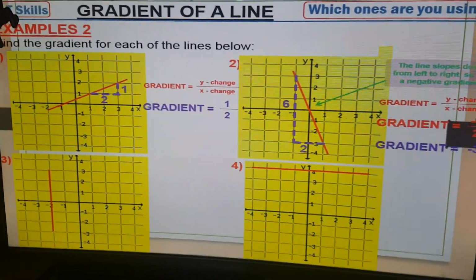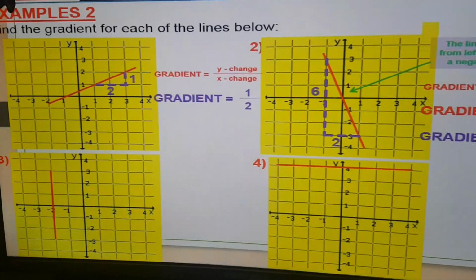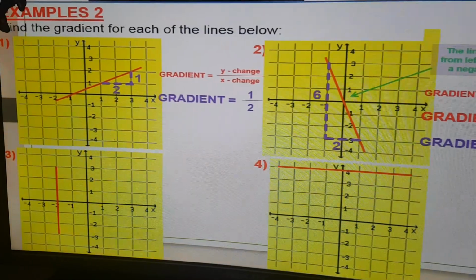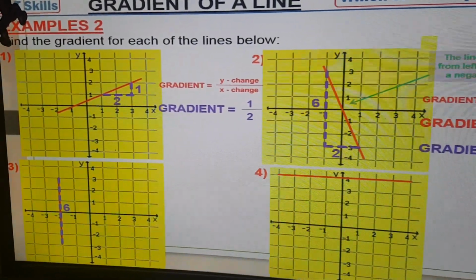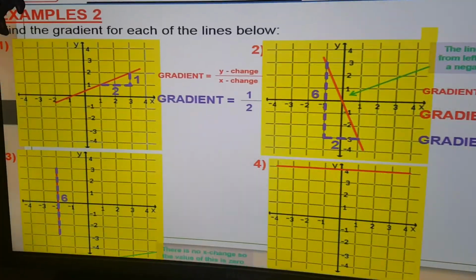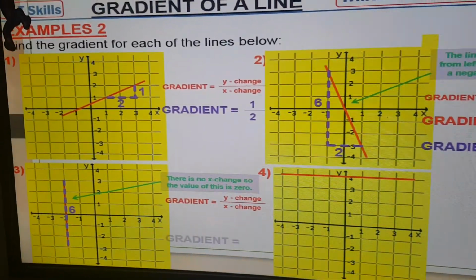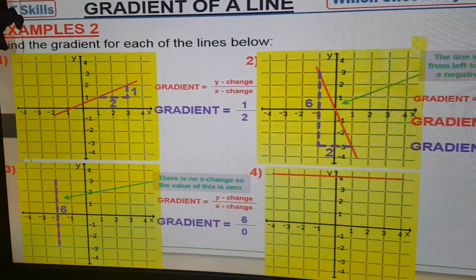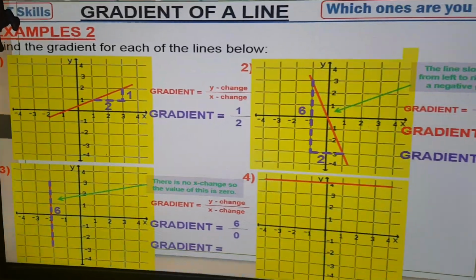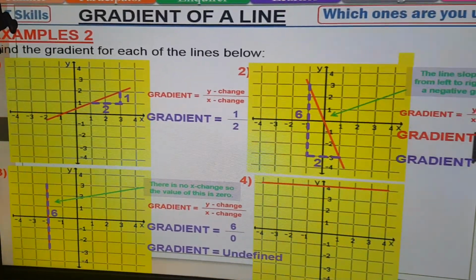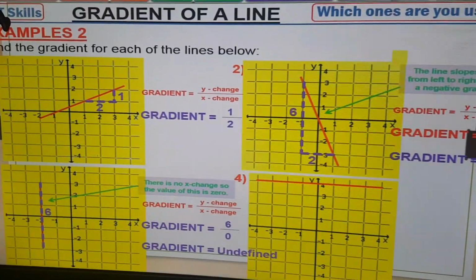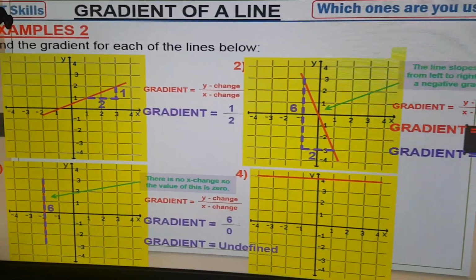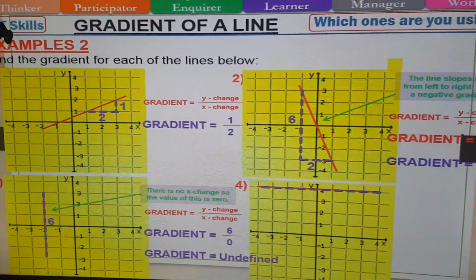Now question 3. For question 3, we've got no change in x, only a change in y. So in this situation, our change in y is 6 and our change in x is 0. So the gradient in this case is undefined. This type of gradient is referred to as an undefined gradient. Why? Because it's 6 over 0, and 6 over 0 is undefined.